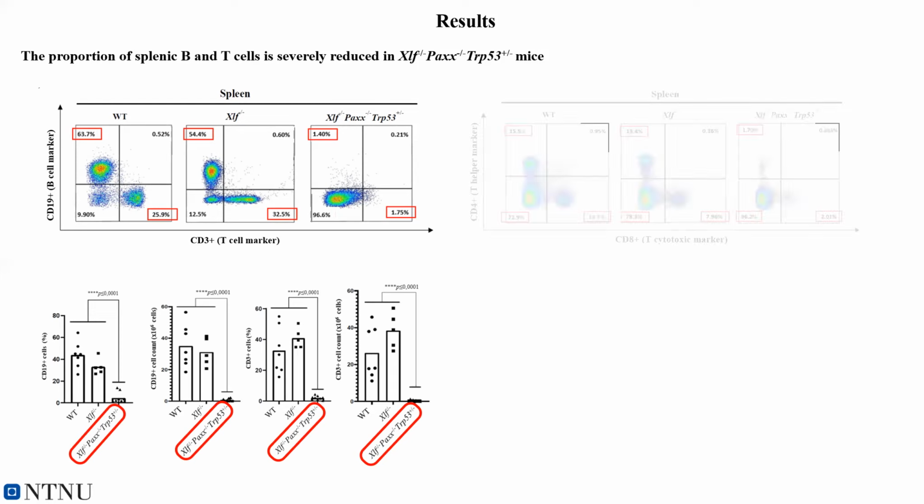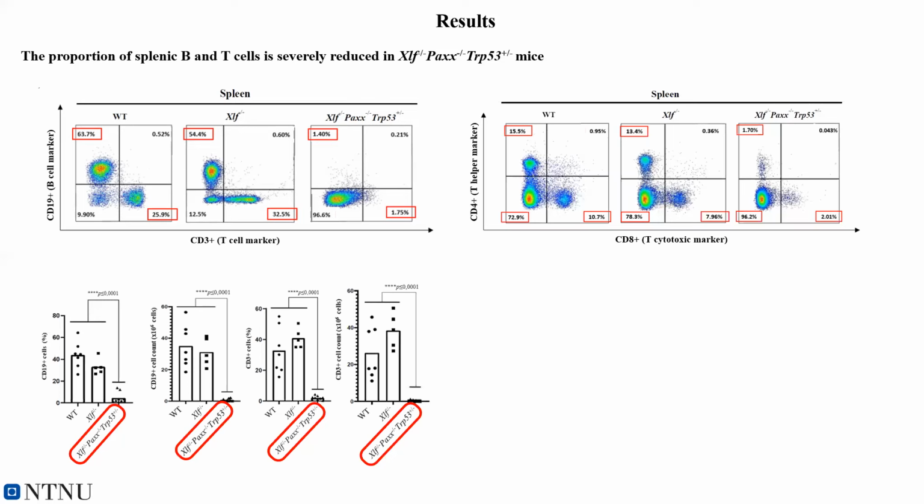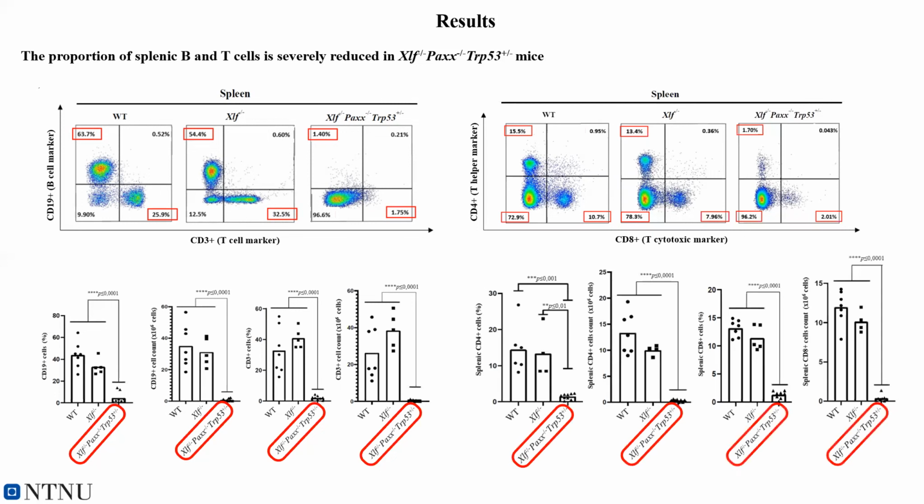Here is the flow cytometry analysis of splenocytes using CD8 and CD4 markers. And the statistics demonstrated that the frequency of a splenic CD4 positive and a splenic CD8 positive is severely reduced in XLF-PAX TRP53 deficient mice.